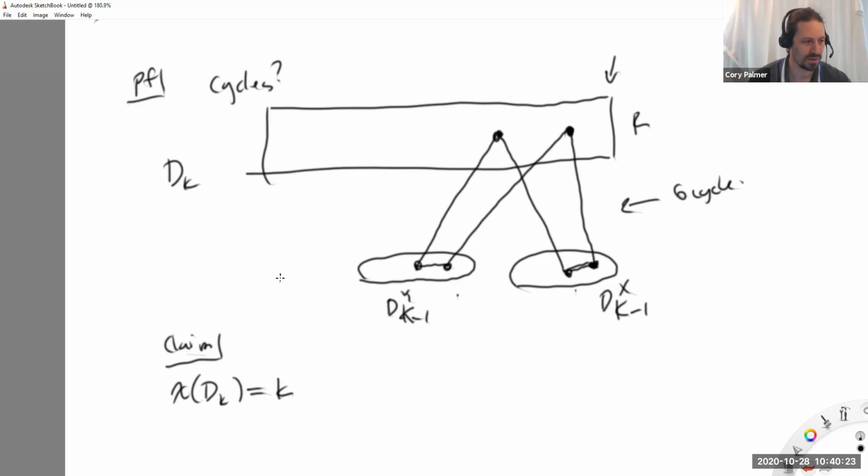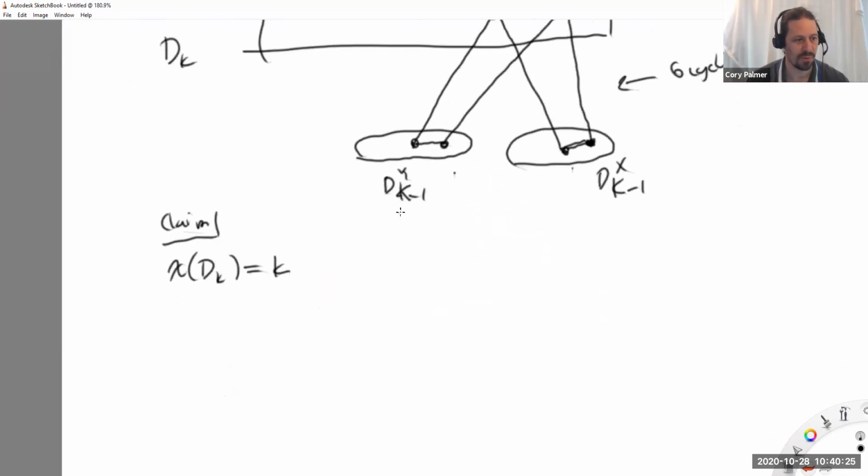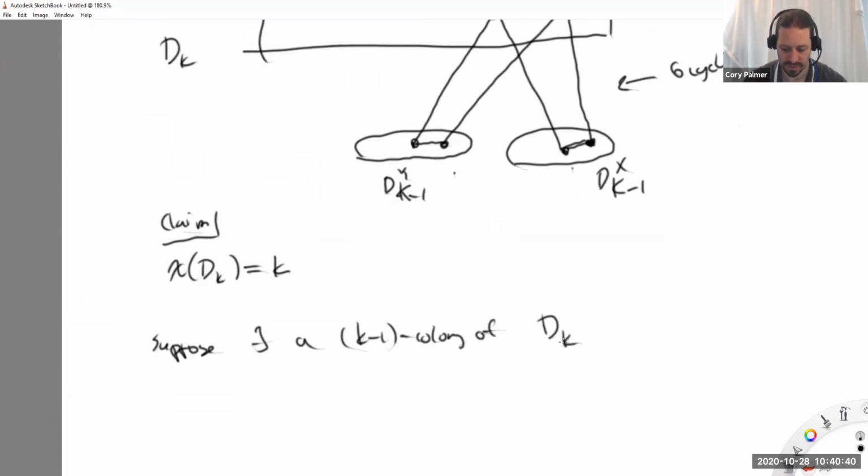So the real question is, why does the chromatic number not remain k-1? Okay, so suppose there exists a k-1 coloring of dk of this new graph here. Okay, so pigeonhole principle.